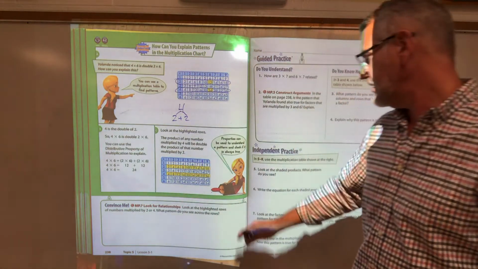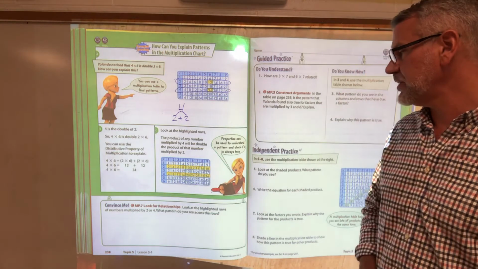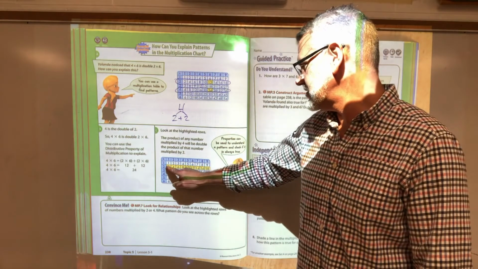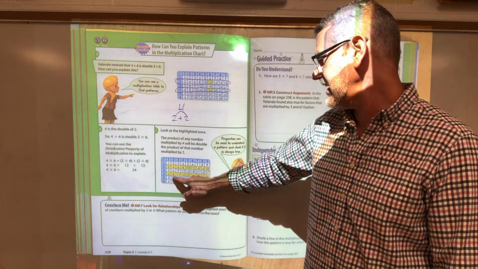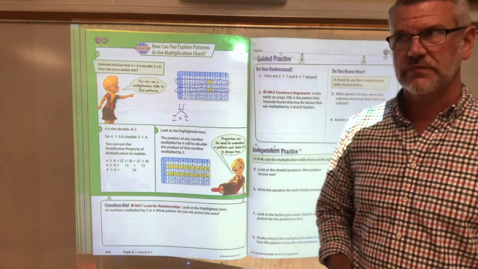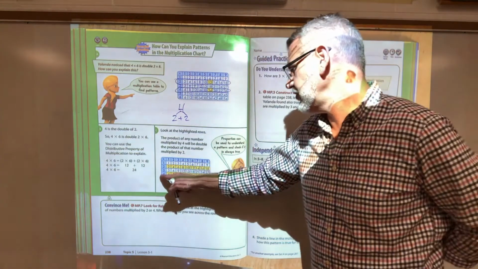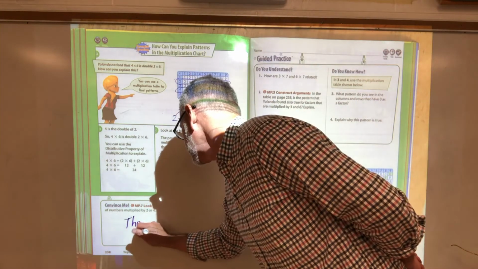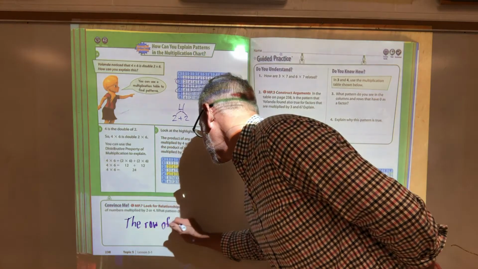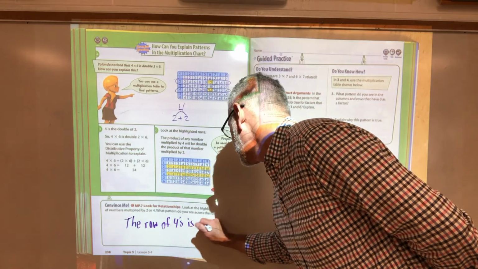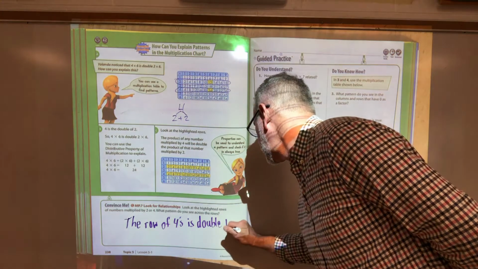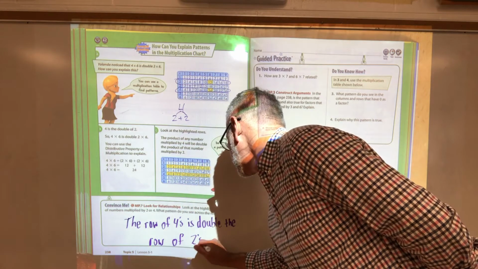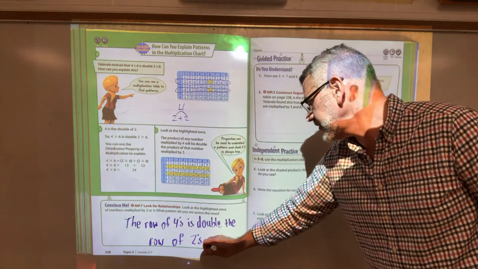Let's look at the convince me. Look at the highlighted rows of numbers multiplied by 2 or 4. What pattern do you see across the rows? Well, we've got a 2 here and a 4 and an 8, 6 and a 12. So hopefully what you see is that the row of 4s is double the row of 2s. And that's a period at the end of my sentence.